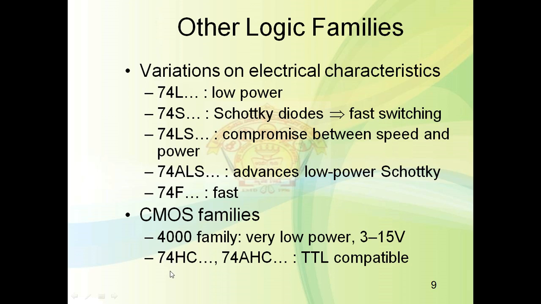After that, in the 1980s, manufacturers developed the 74HC series, which is compatible between CMOS and TTL. So we can connect TTL ICs with CMOS ICs, or CMOS ICs with TTL ICs. That is the compatibility that the 74HC series started, and then the advanced 74HC series started. So these are the other families.